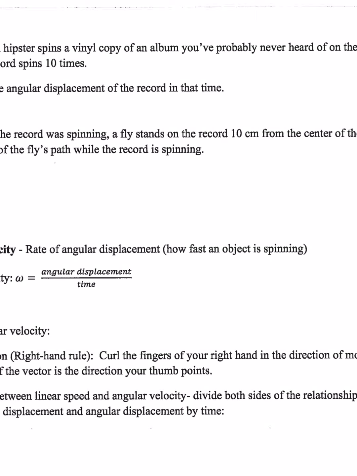Example A. You have a hipster spinning a vinyl copy of an album. That's why we know he's a hipster, because he's got vinyl. You've probably never heard of it, in their vintage record player. The record spins 10 times. Find the angular displacement of the record in that time.